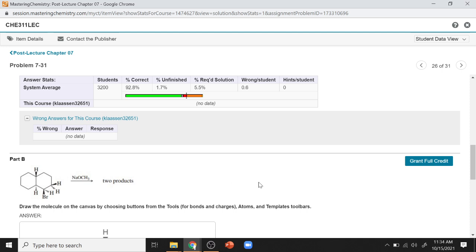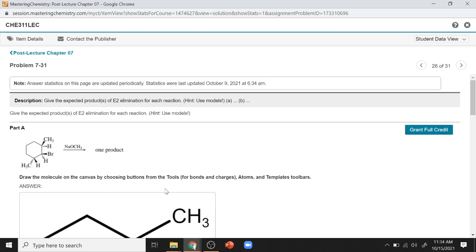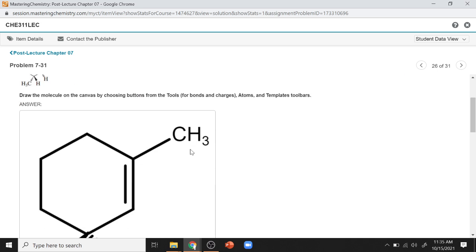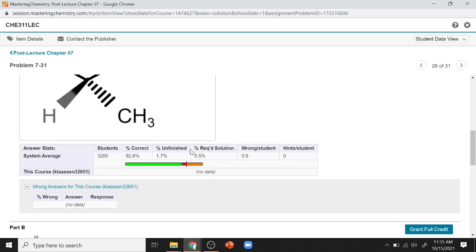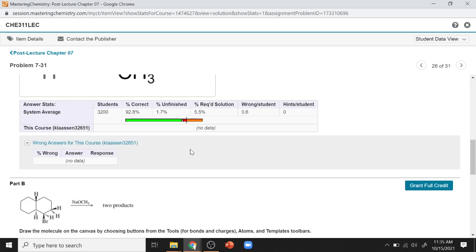All right, so let's draw the molecule on the canvas. This one has two products that are possible. Again, these are all sort of the same things, right? Give the expected products of an E2 elimination. So you're always going to have some sort of double bond. In this case right here, it says two products. So you're expected to go ahead and draw out two of them, right?